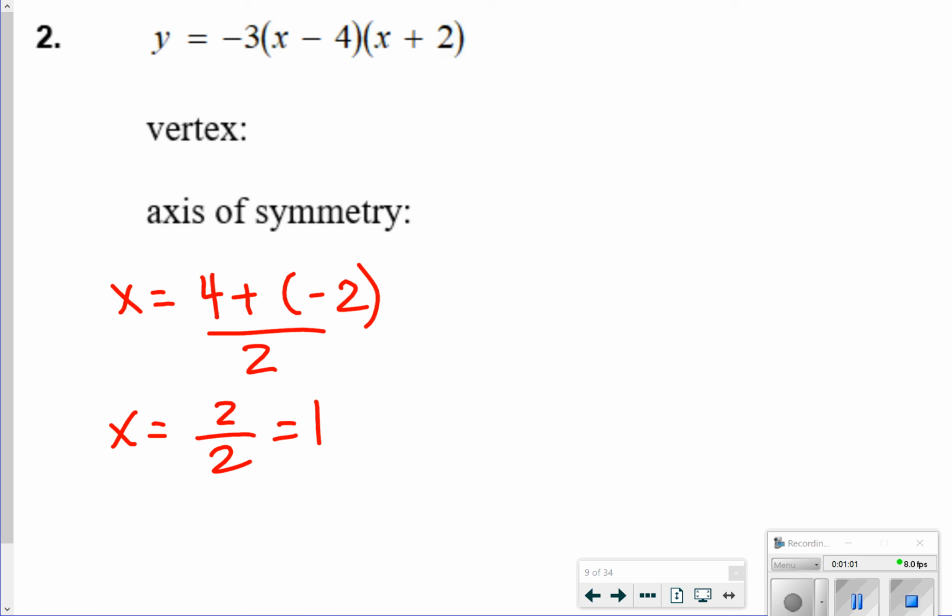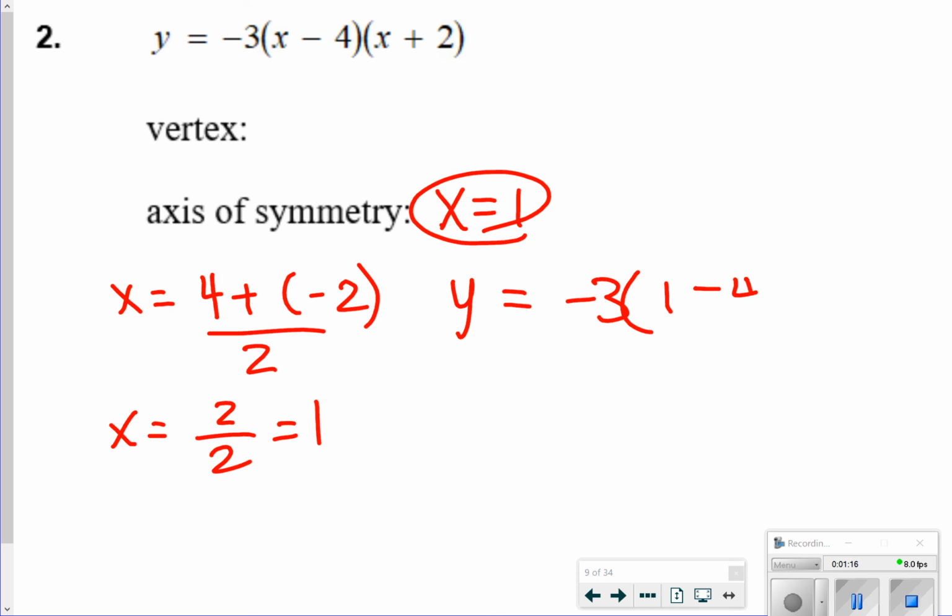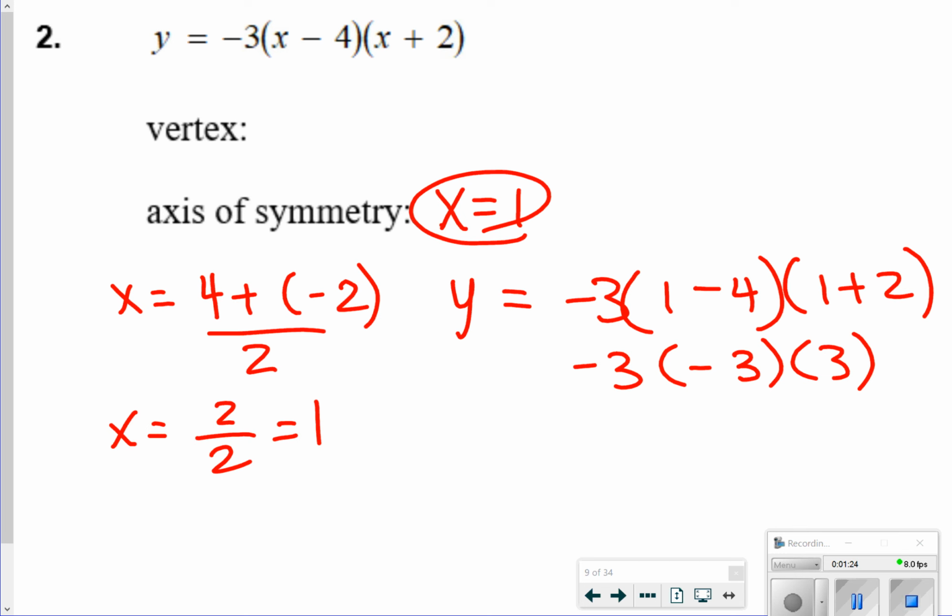So then I go back and plug in x to find my y. I already know that my axis of symmetry is x equals 1. So when I plug that back in, I'm going to have y equals -3(1 minus 4)(1 plus 2). I'm going to go ahead and solve these. 1 minus 4 is -3, 1 plus 2 is +3. So y will be equal to a positive 27. So my vertex is (1, 27).